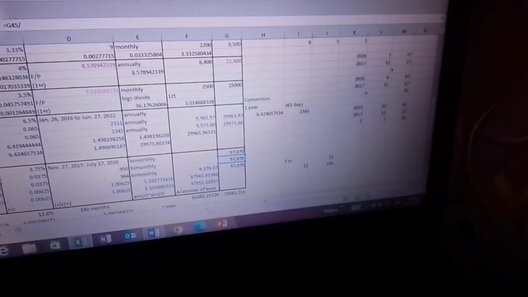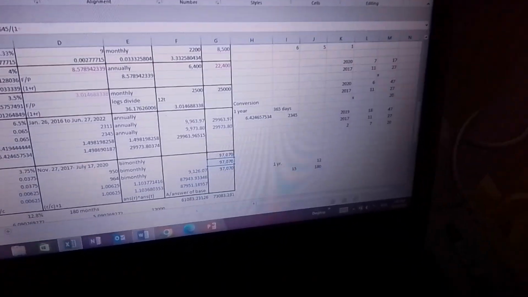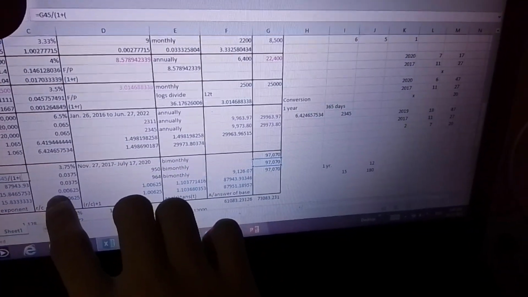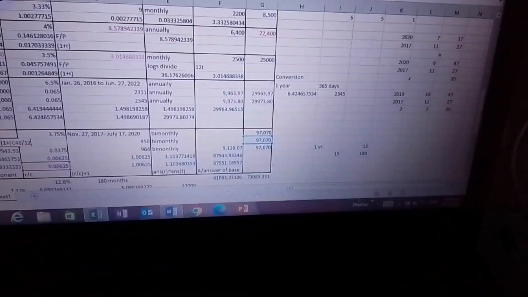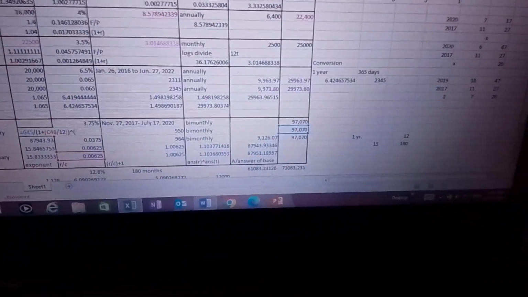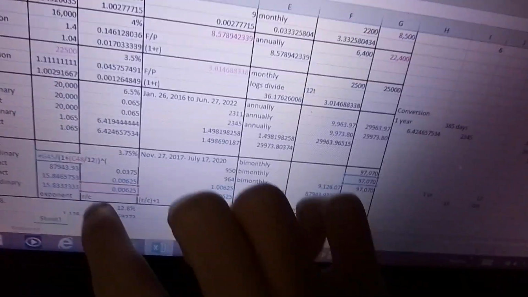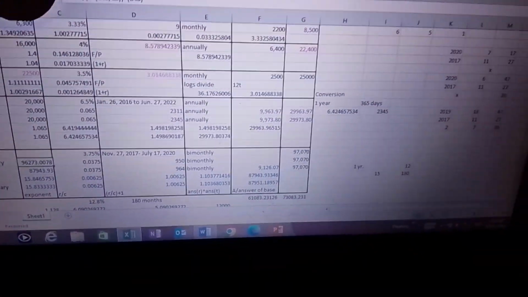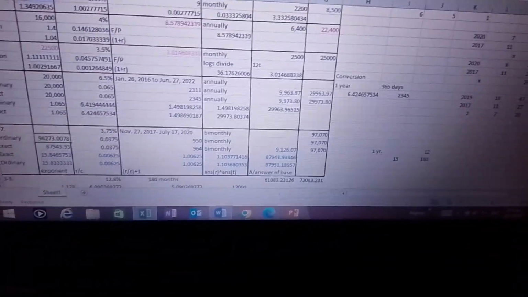The future value divided by 1 plus the rate. Remember we have R, which is this one, divided by our compounding period, which is 12. And then we raise that to this power, which is what? 15.83333. Did we still get the same answer? Oh my God, that's not even right.